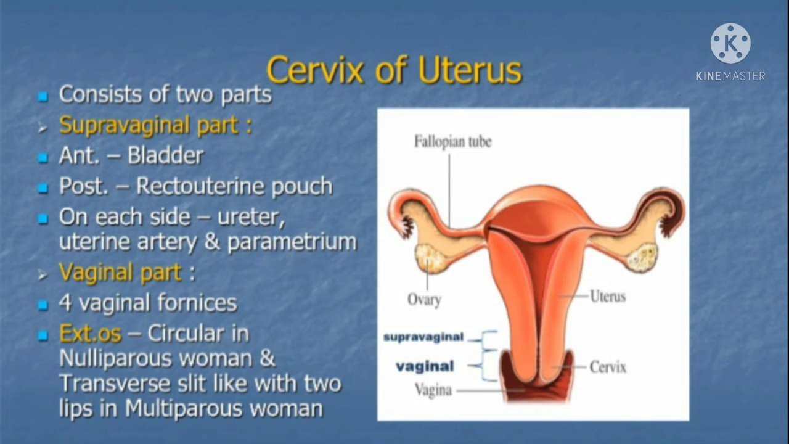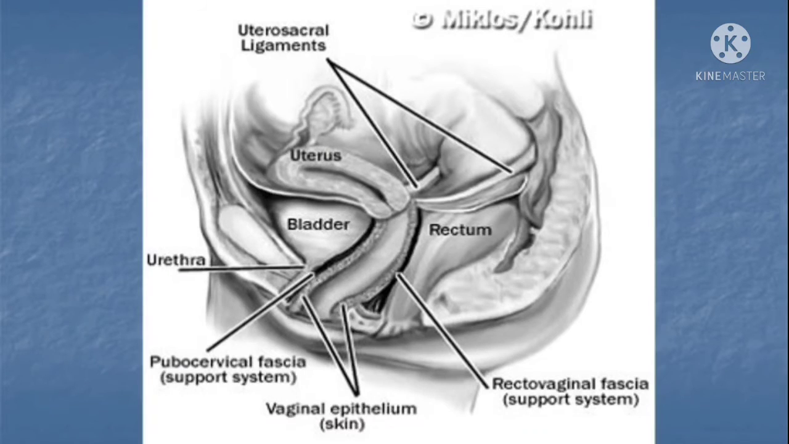Coming to the vaginal part, it has four vaginal fornices: anterior, posterior and two lateral fornices. Coming to the external os, it is circular in the nulliparous and a transverse slit in the multiparous woman.